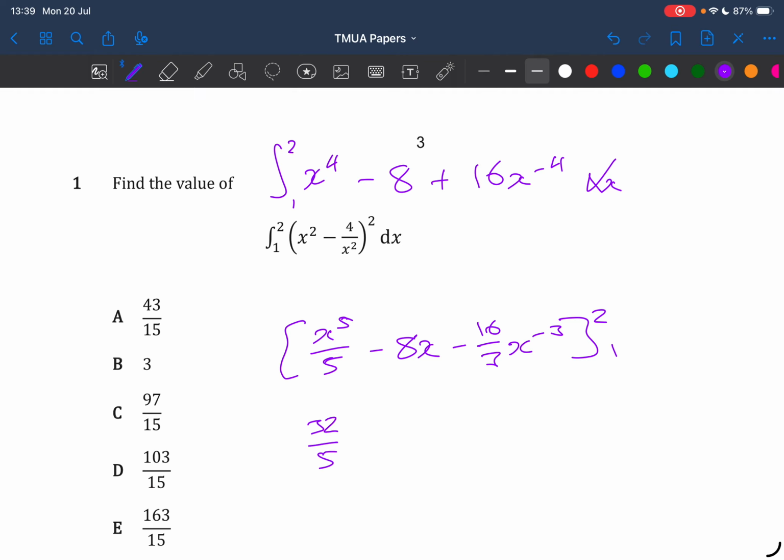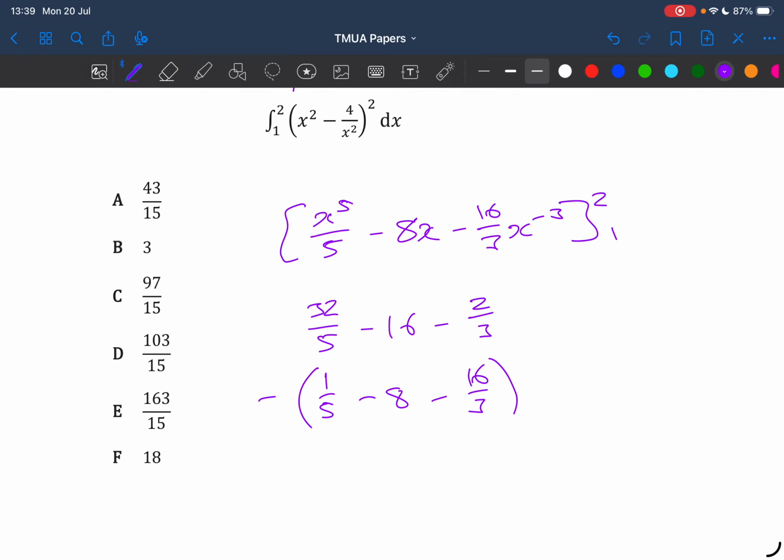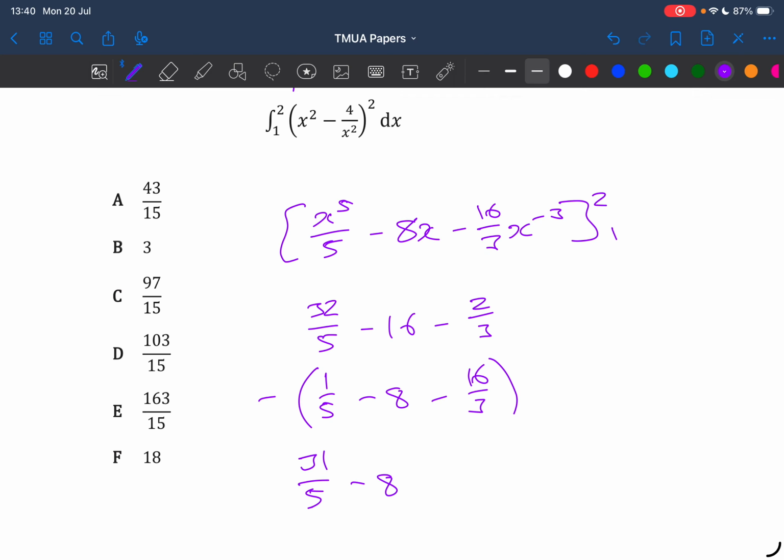We'll have 32 on 5 minus 16 minus, it's going to be an eighth. So 16 over 8 is 2. So minus 2 on 3. And then for the 1, nice and simple, we're just going to have 1/5. We're going to have minus 8. And we're going to have minus 16 on 3. Remember, those second ones are all going to be taken away. So what do we get? We get 31 on 5. We get a, let's be careful with our negatives here on the 16. So minus 16 plus 8 is going to be minus 8. And then we're going to have, again, similar sort of idea. It's going to be plus 16. So minus 2 plus 16 is 14.